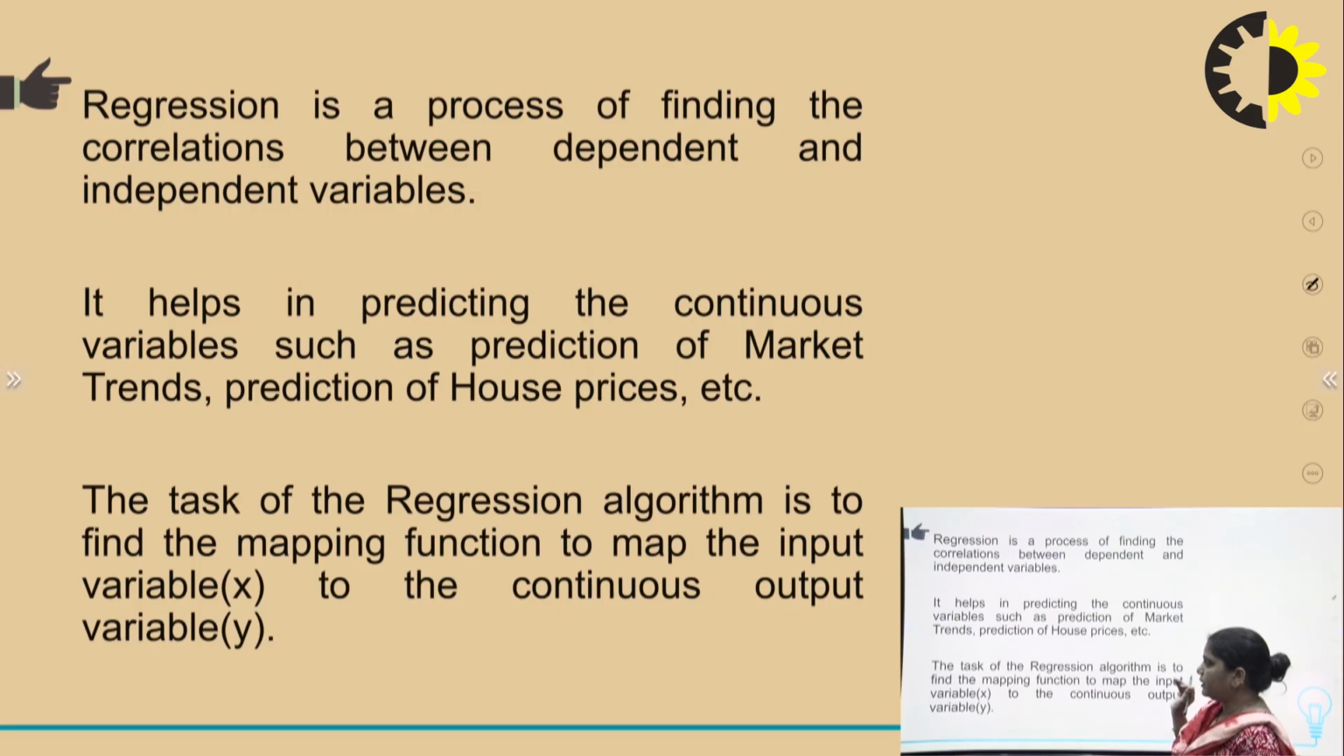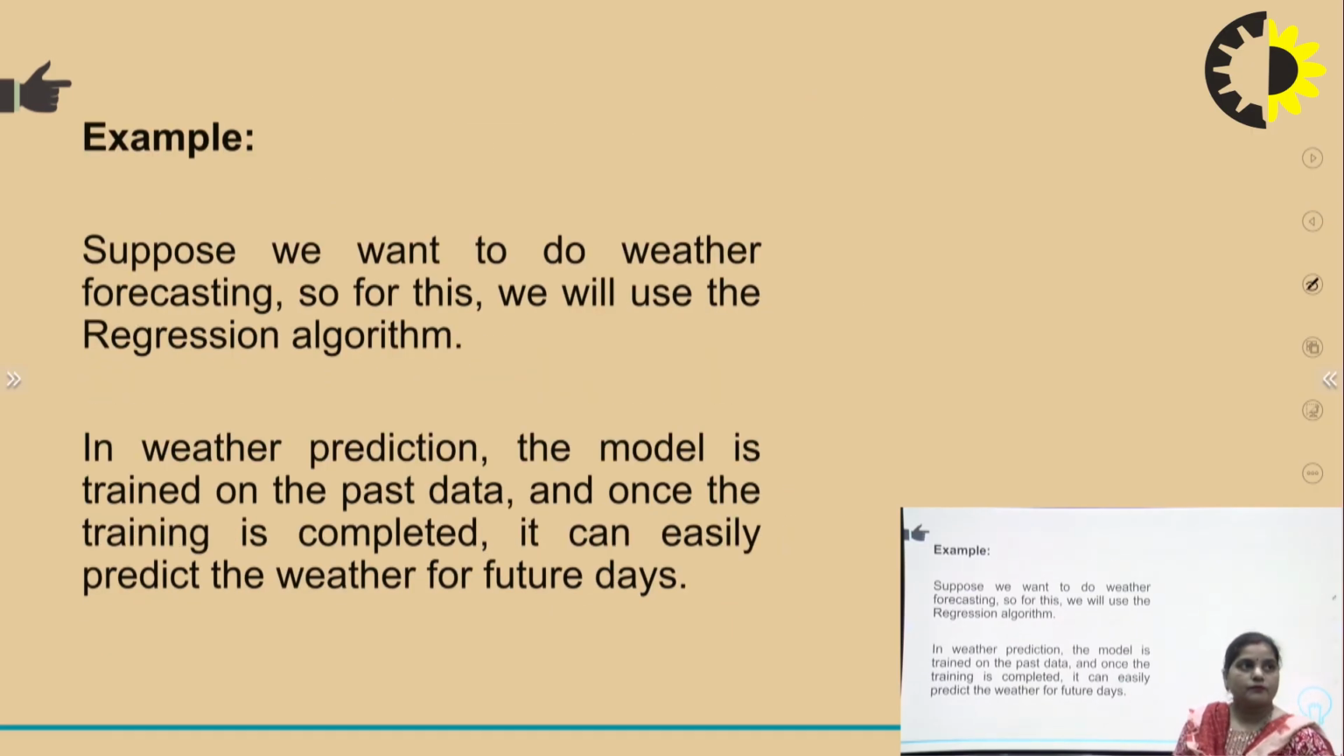The task of the regression algorithm is similar to the classification algorithm. It also finds the mapping function to map the input variable to the continuous output variable, whereas classification maps the input variable to the discrete output variable, that is y.